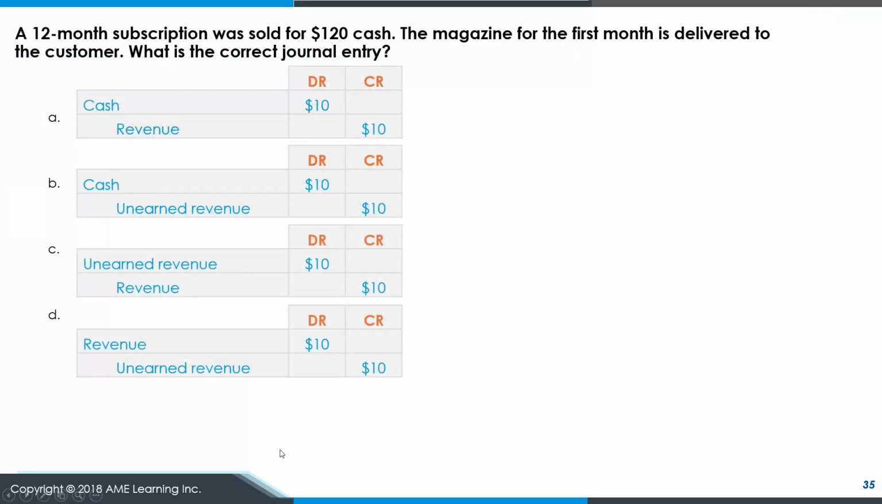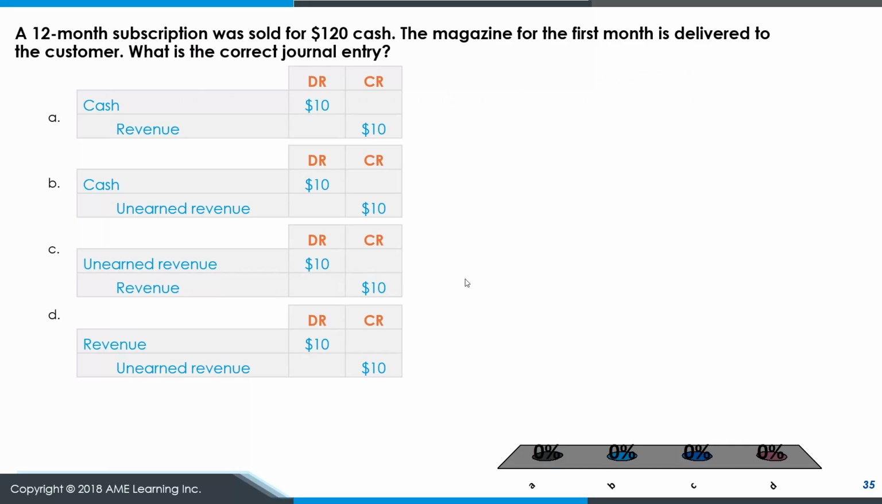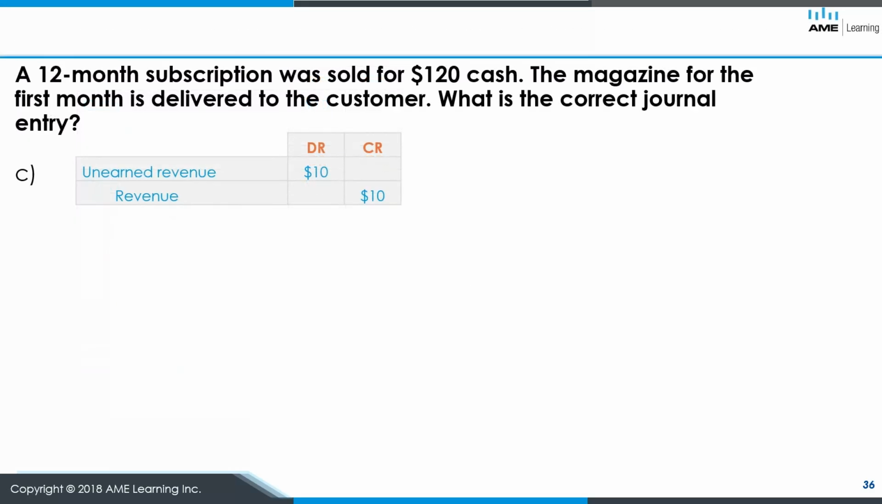So here's that other part of that entry then. As the magazines are provided, there's no entry to cash at this point because we already got all the cash up front. Instead, we're going to reduce that unearned revenue liability with a debit, and we're going to record revenue with a credit here. And then this entry is just backwards, where this would increase the liability. But what we're doing is decreasing the liability, increasing revenue, because we fulfilled part of the requirement there to earn the revenue by sending one of 12 magazines.